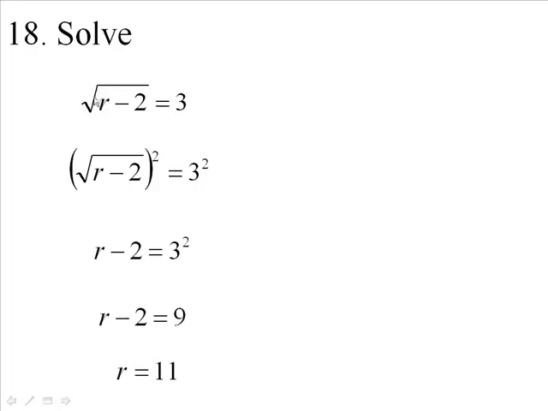Now, because of that non-negative square root sign, we have to check this answer. So we're going to plug in the non-negative square root of 11 minus 2, which is going to be the non-negative square root of 9, which is 3. That does check. So my final answer, solution set, is 11.